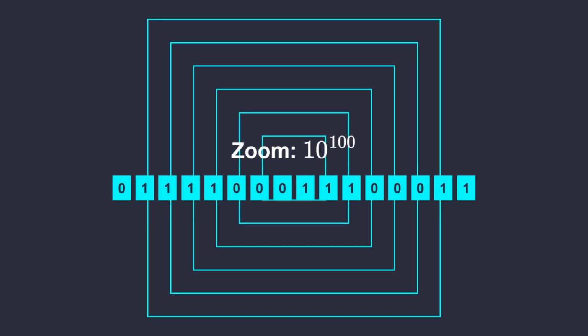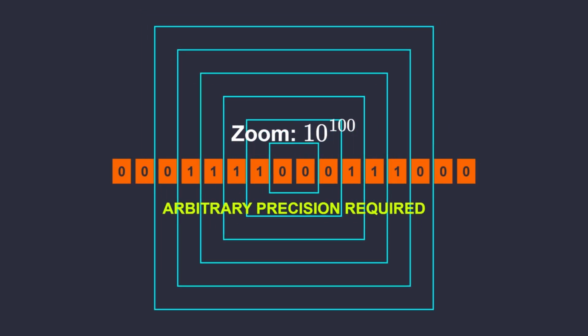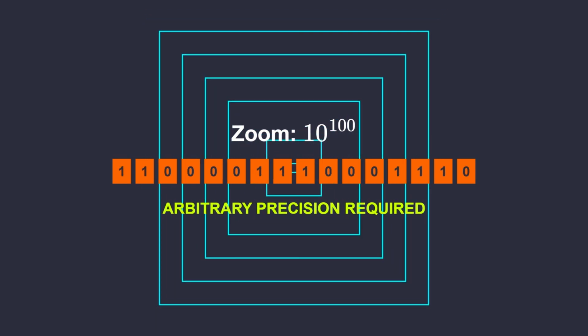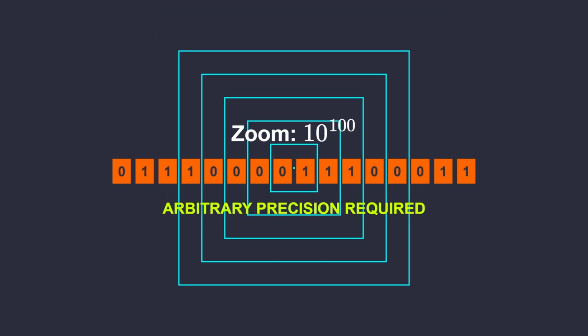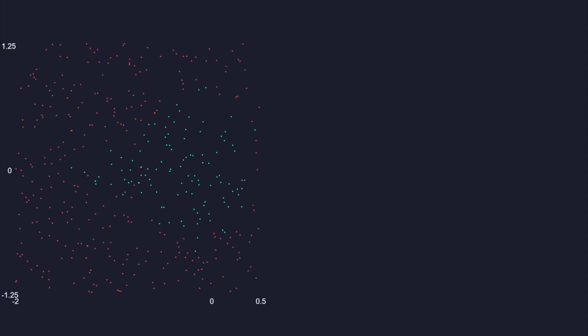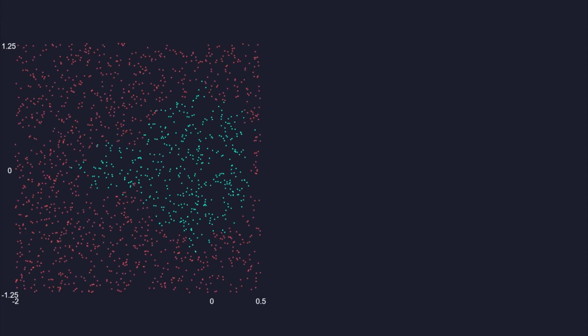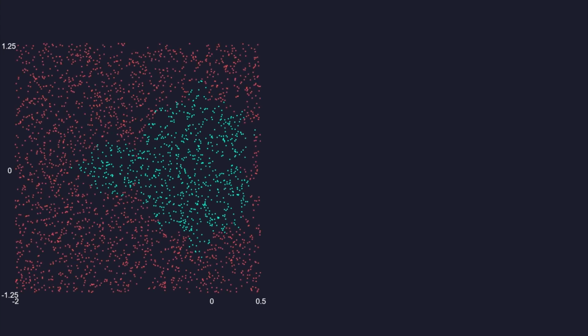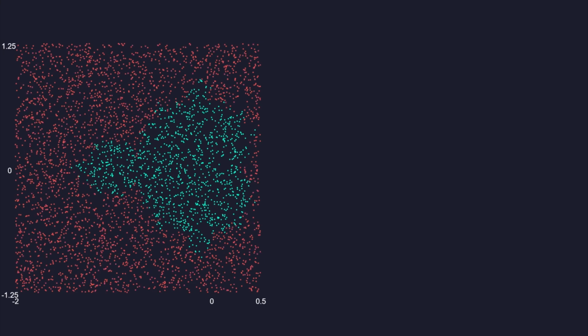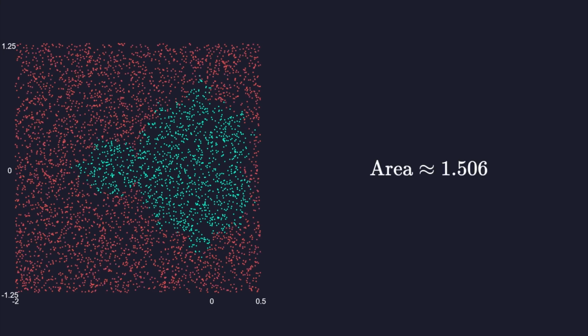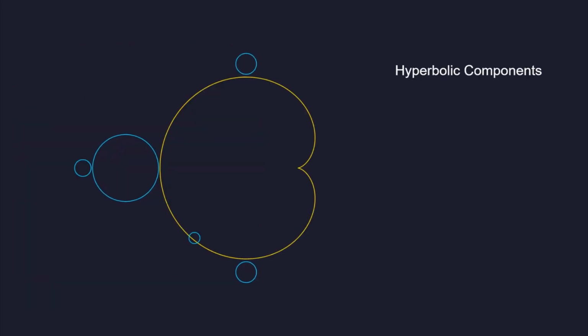At zooms of 10 to the power of 100, standard 64-bit floating point numbers fail, requiring specialized software to maintain the integrity of the math. Determining the exact area of the Mandelbrot set is an ongoing challenge. While Monte Carlo simulations provide an estimate around 1.506, a closed-form expression remains unknown to this day.